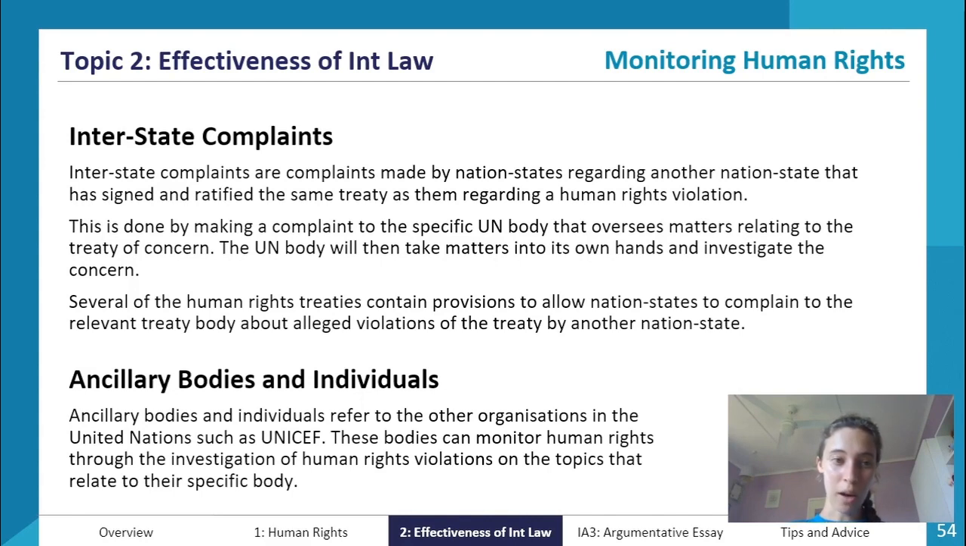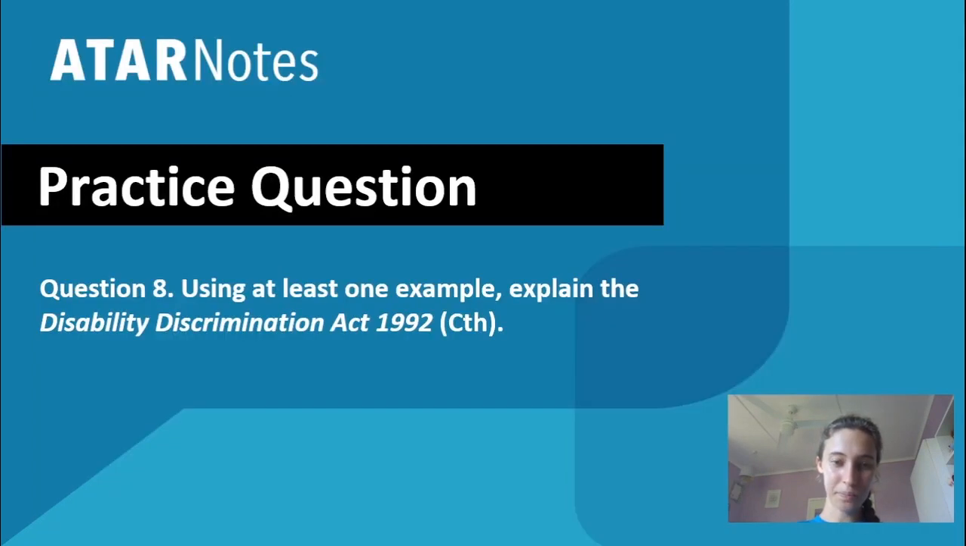So using at least one example, explain the Disability Discrimination Act. And if you're really keen, I would encourage you to replicate this question, thinking about those other acts that we looked at as well. So the Racial Discrimination Act and the Sex Discrimination Act, for example, try and think of examples and explain the overarching idea of those acts.